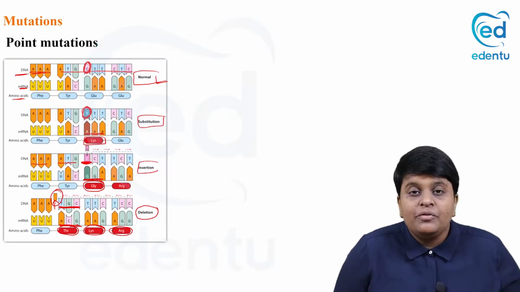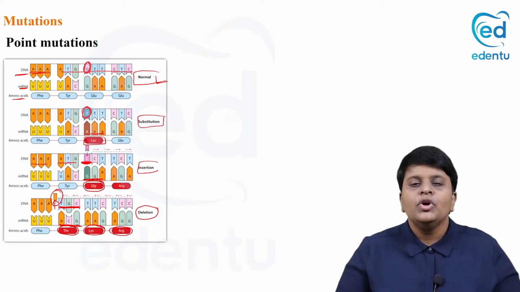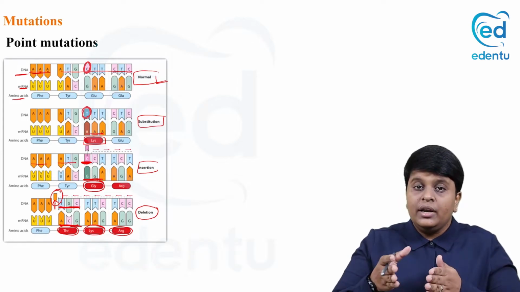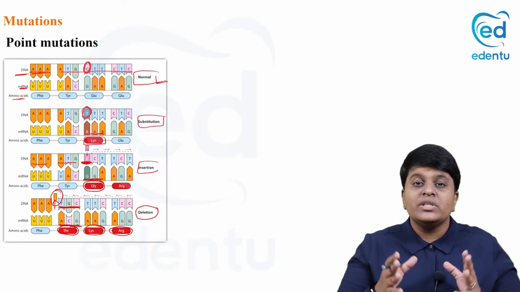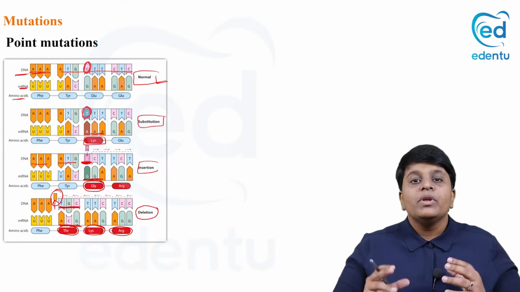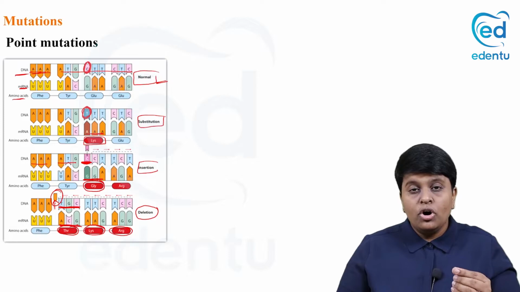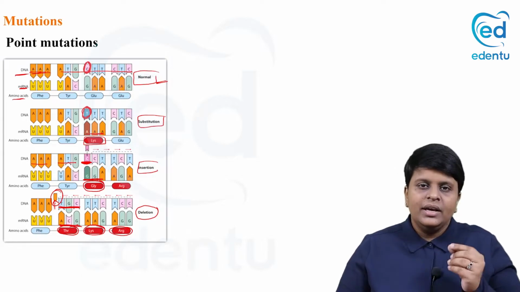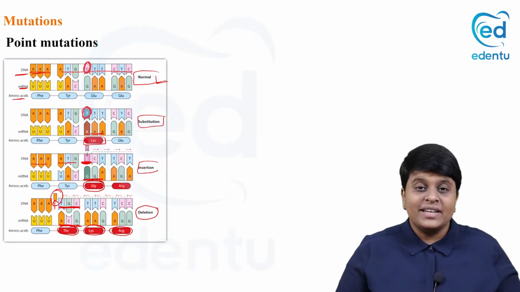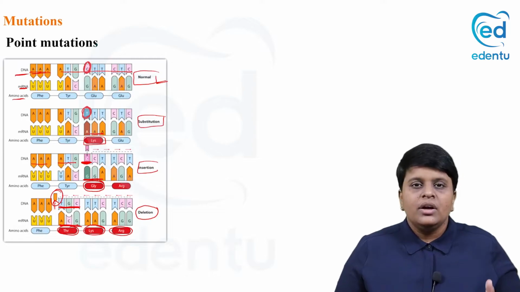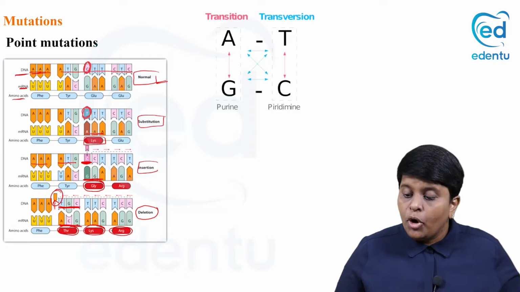Because the reading frame gets changed here, and the mRNA has to be read in a particular sequence for each amino acid to be added and the protein to be produced. So you see, a small change in the DNA can lead to massive changes or abnormal proteins being produced, and that is the effect of mutations. This is more specifically about point mutations.